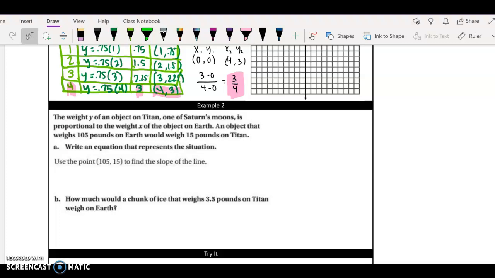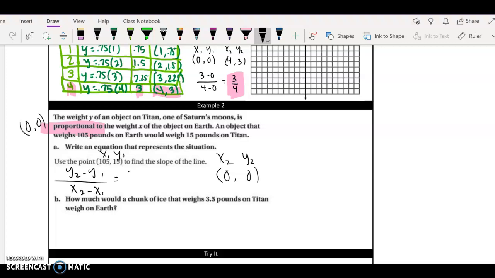So in order to find the slope of the line, we know that we need an x1 and a y1, but we also need an x2 and a y2. The key here is that it told us that it's proportional. And if it's proportional, it goes through the point 0, 0. So that is our other point. So now we can find the slope by doing our equation y2 minus y1 over x2 minus x1. So we have 0 minus 15 over 0 minus 105, which gives us negative 15 over negative 105.